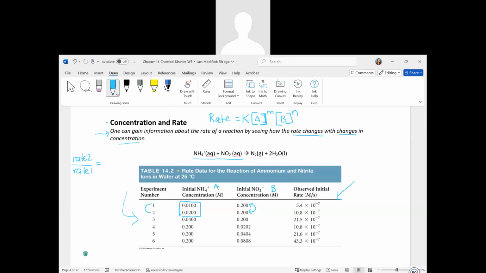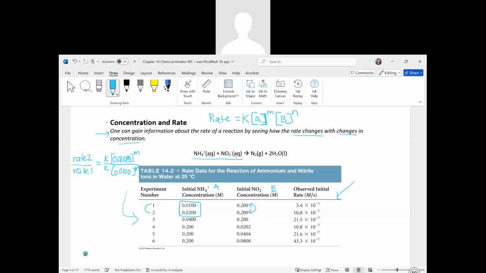We'll set them equal to that equation that I have up there. So some constant K, which will be the same since it's the same reaction. And I'm going to place my higher values on top because that allows for much easier math to calculate m. And then notice we're going to have 0.02, and then this is 0.01, raised to the same exponent.